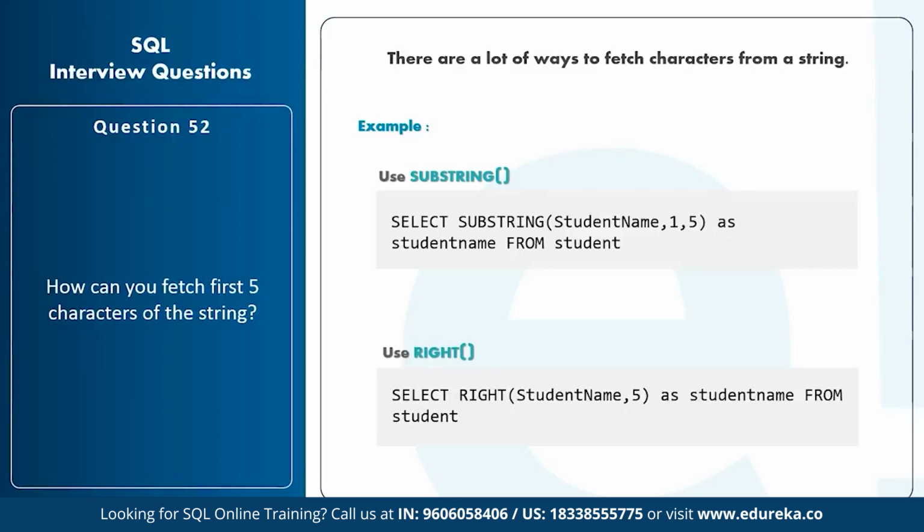Similarly, when you use the write statement, you can use a statement like, select write student name comma 5 as student name from student, right? With this query, again, the first 5 characters of each and every student name from the student table would be retrieved. So that's how, guys, you can fetch the first 5 characters of a string, either by using the substring statement or the write statement.